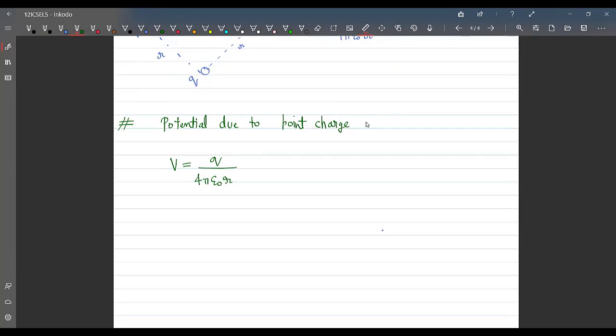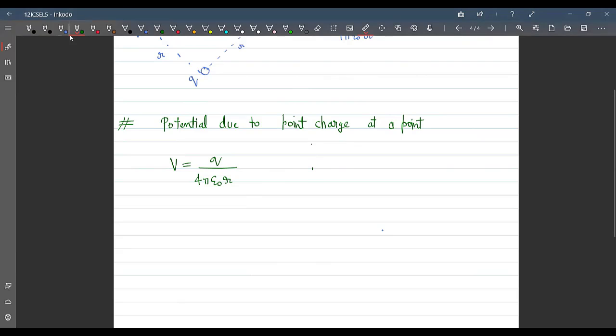So we have found that the potential due to a point charge is given by V is equal to Q by 4 pi epsilon naught r. Potential is of a point. If the point is different, then r is different, then potential will change.